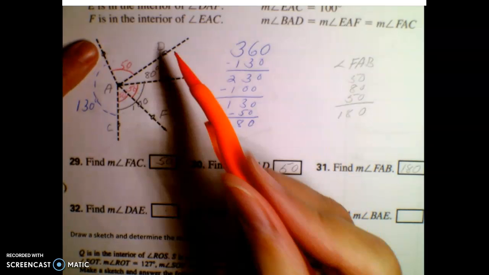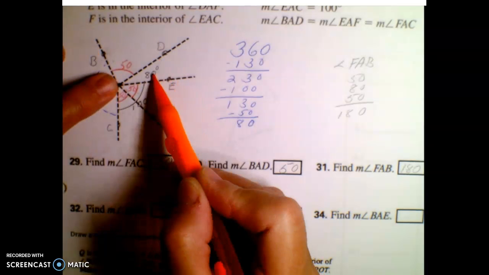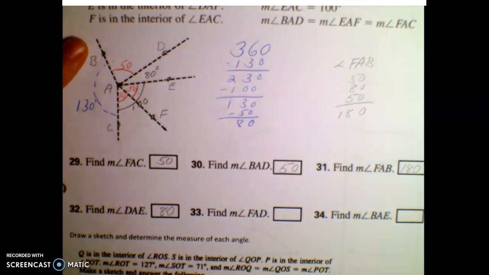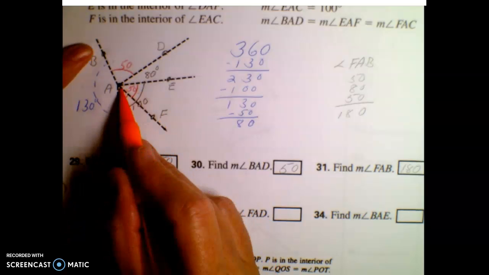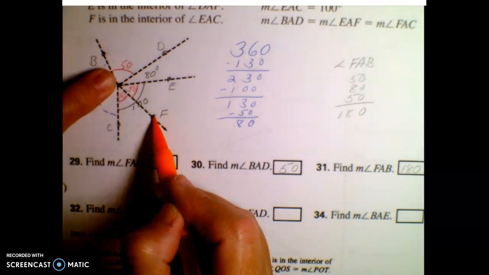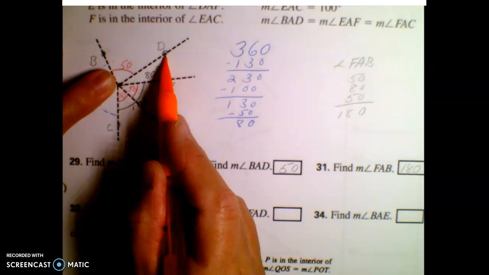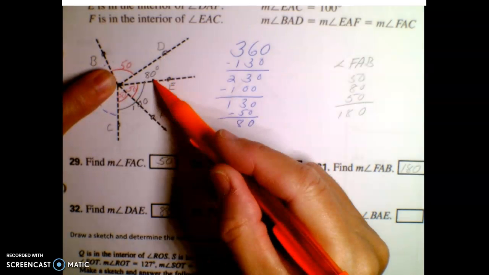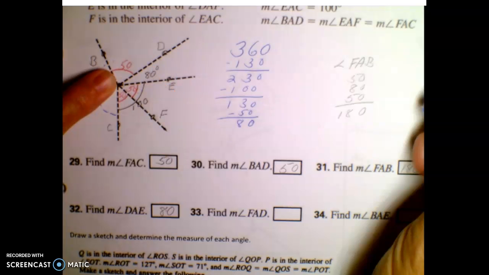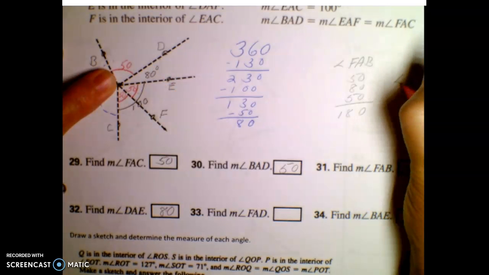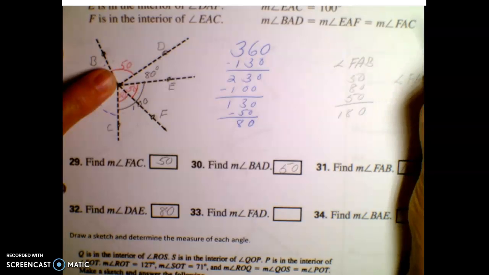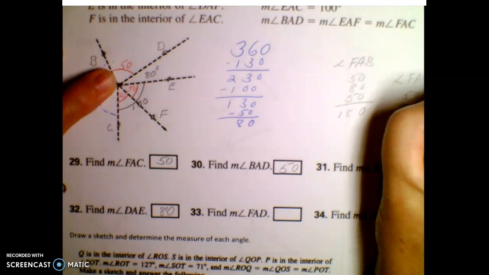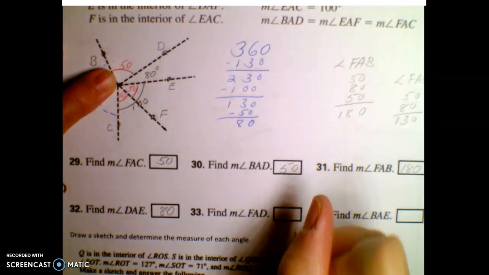DAE. So we're here. DAE. That's that angle that we calculated. FAD. So it means starts here, goes here, goes here. So what is that? This angle right here, which is 50, and this angle right here, which is 80. So angle FAD is the 50 plus the 80, or 130.